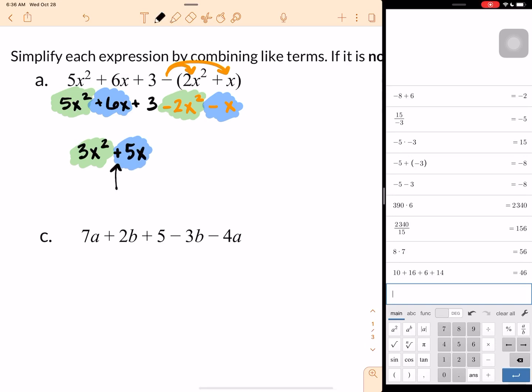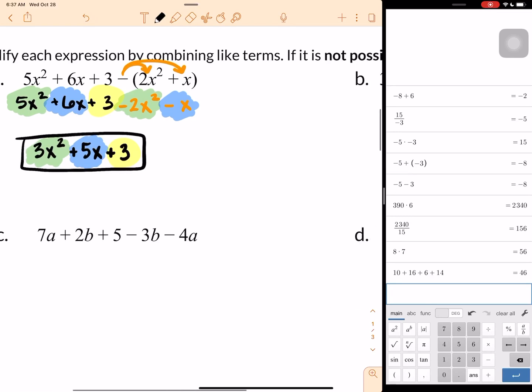Don't forget the sign there. Okay, you have to tell me if it's positive or negative. And then this 3 here is just all by itself. So there's nothing to combine it with, so we're just going to write plus 3 down below. And this is our final answer: 3x squared plus 5x plus 3.